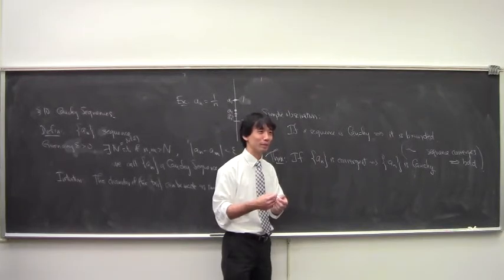What do we need to say? Mia, you're on a roll. If it's convergent, it means it's within epsilon of L. And then if it's Cauchy, it just means it's within epsilon of each other.